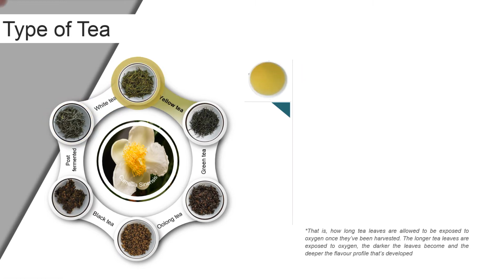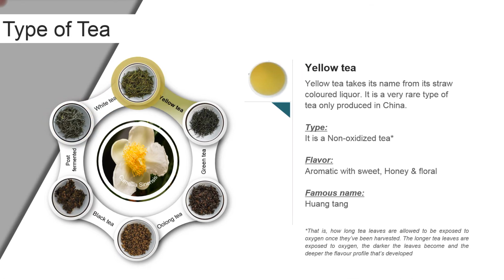We go to the second one, yellow tea. Yellow tea takes its name from its straw-colored liquor. It is a very rare type of tea only produced in China. This is also a non-oxidized tea. The flavor is more aromatic with sweet, honey, and floral notes. The famous name of this type of tea is Huang Tang.